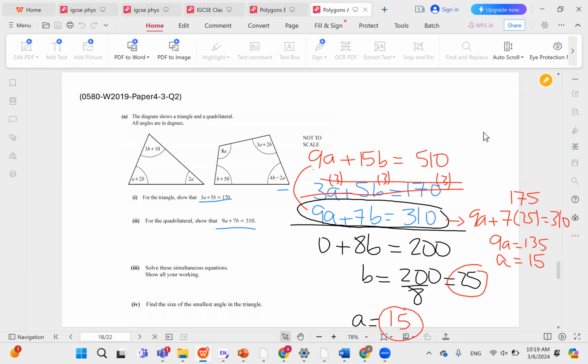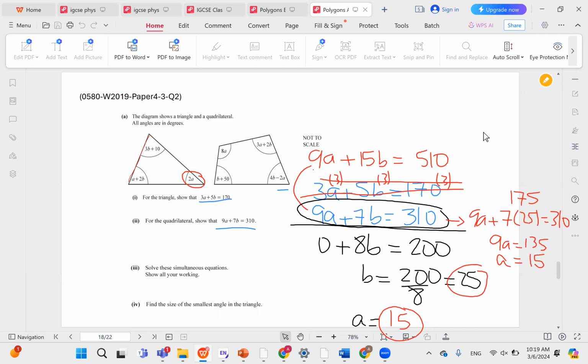Now that we have A and B, we are required to find the size of the smallest angle in the triangle. So how do we figure out which one is the smallest? There are two ways. The simple way, or the systematic way, is to just plug in all the A and B in all the angles, find the measure of each angle and pick the smallest. Or by eye, you can figure out that since this side is the smallest, then this angle will be the smallest as well. Anyway, let's just try and see.